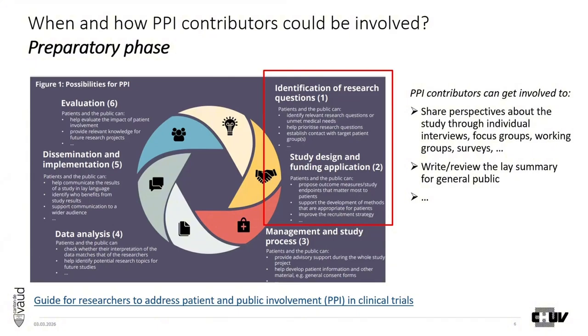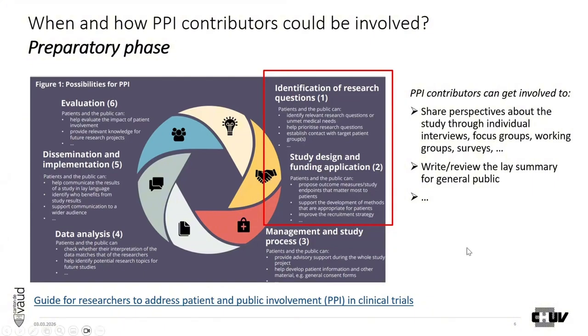So in the preparatory phase, you can include them in the identification of research questions and in the study design and writing of the funding application. They can really give you their inputs and share their perspectives. For this, we recommend including them in individual interviews, focus groups, and working groups to discuss those topics. Surveys could also be a solution. In this first phase, they could also be involved in writing or reviewing the lay summary for the general public to make it clear and accessible for everyone.